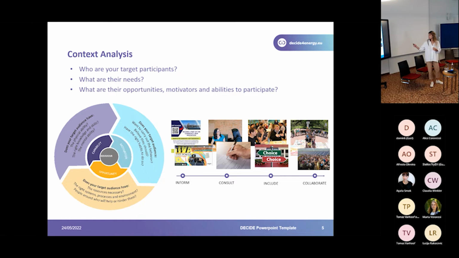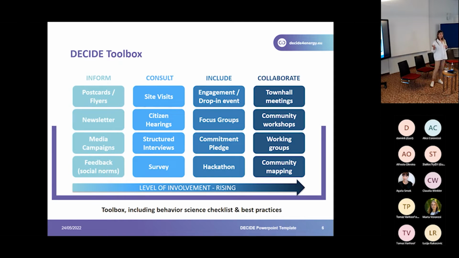And based on this level of involvement, we developed a toolbox where different methods of how to engage and motivate citizens can be aligned along this rising level of involvement. It includes a behavior science checklist and best practices. I will not go into much detail because it's only a 10-minute talk, but you can find all this information as well in our upcoming deliverable, which is due end of May, and can be found on the website.